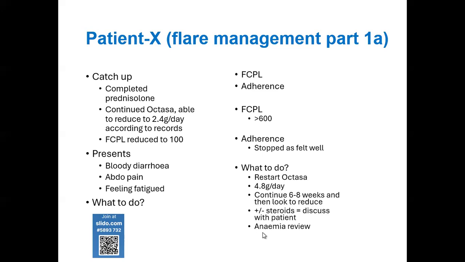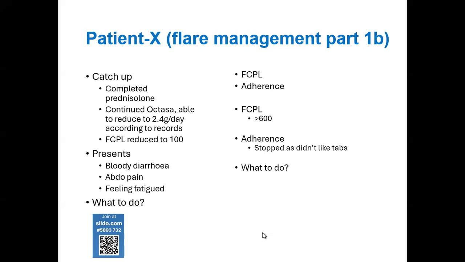So what I'd suggest we do is we restart the Octasa. Because they're in flare, they would need to go back to that higher dose of 4.8 grams a day, continue 6 to 8 weeks after the symptom improvement, and then look to reduce. And depending on how unwell they feel, we might want to restart another course of steroids. And again, because they're feeling fatigued, is it because of the flare, because it's exhausting, or is it because they've been losing lots of blood and so they might be anemic? So do an anemia review.